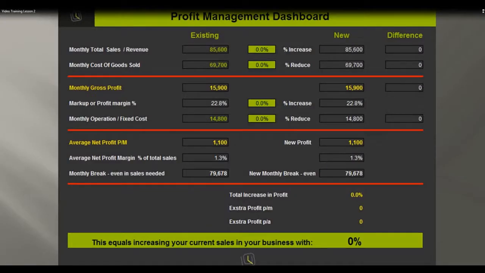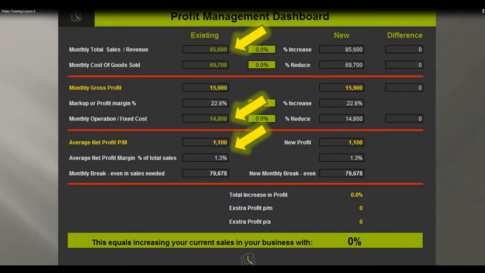The reason I've chosen this business case study is not because of the sales figures, but because of the low profit margins. It represents about 83% of businesses out there. As you can see, the business is doing about 85,000 in revenue every month, with a monthly overhead cost of 14,800, making about 1,100 net profit after salaries. That's about 1.3% net profit per month.